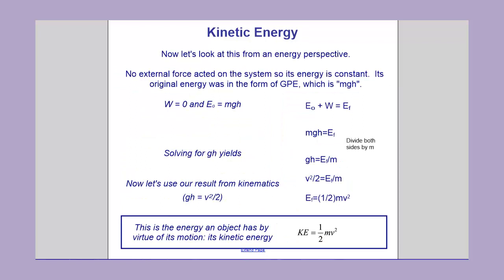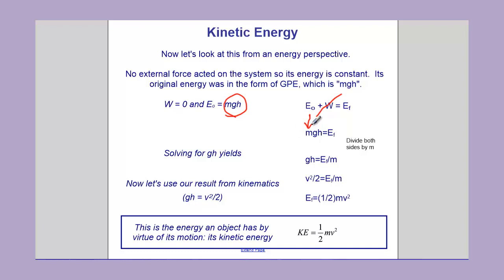So now let's look at this from the energy perspective. No external force acted on the system, so its energy is constant. So that means its work was 0. There was no external force. Its original energy was in the form of GPE. So we've got our work was 0, and our energy original was GPE, which is mgh. So they canceled out work. They replaced the original energy with mgh.